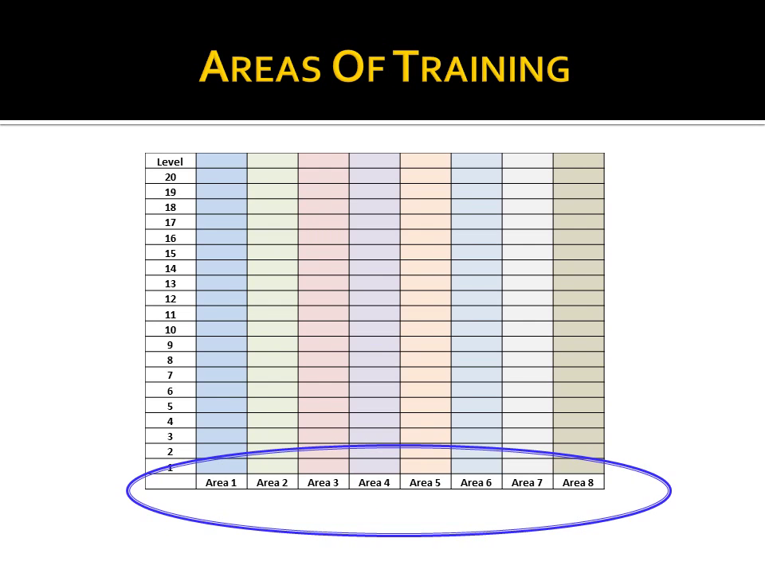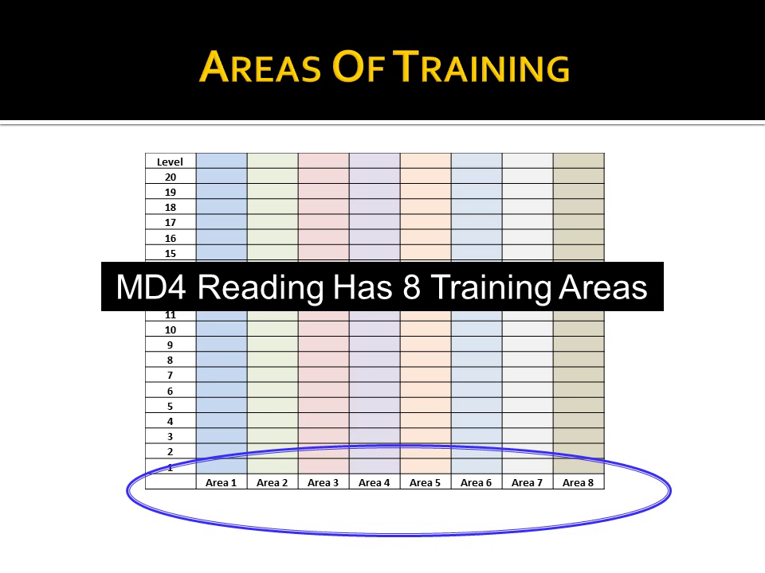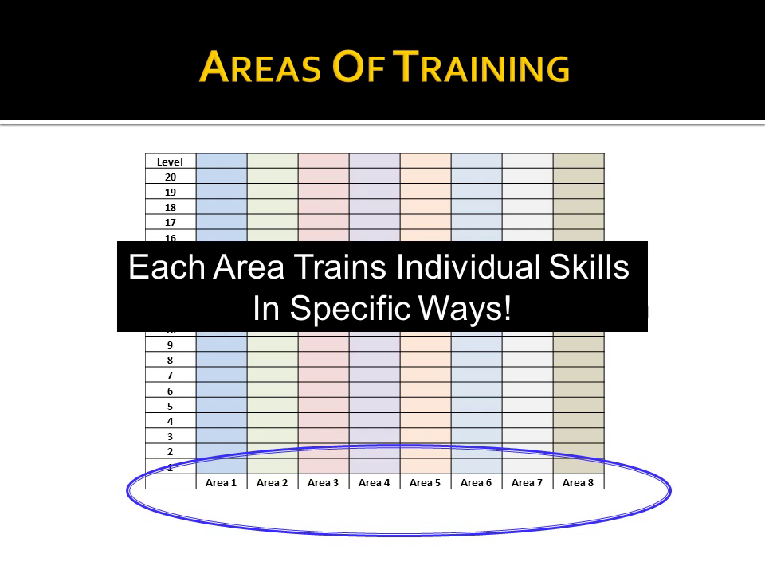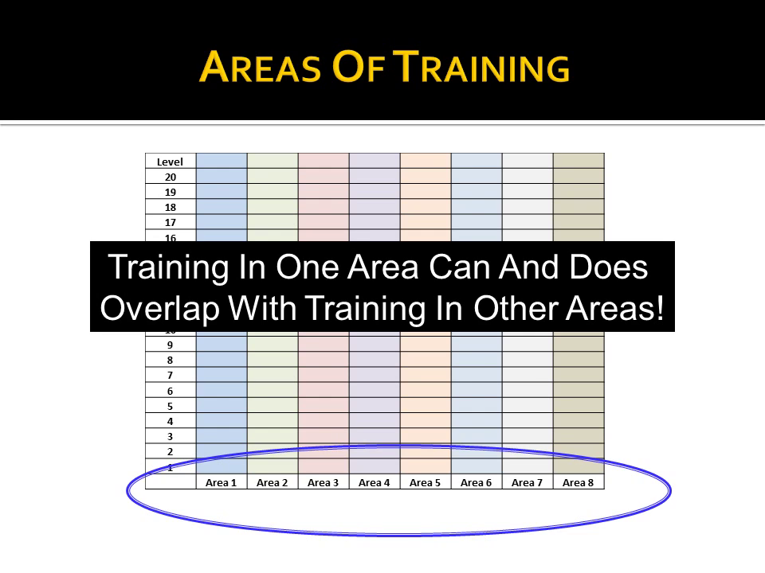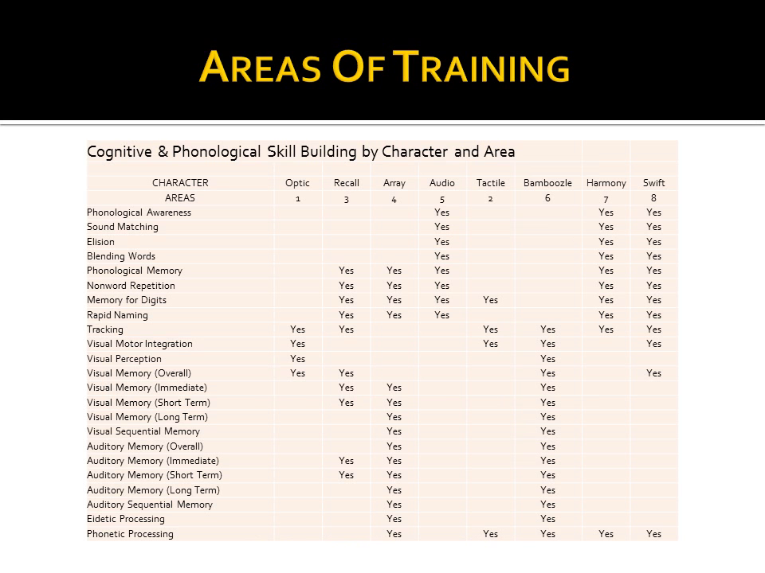The MD4 Reading curriculum consists of 8 areas of training, each consisting of 100 games. Each of these areas has one primary area of training and can have several secondary areas of training. Training in one area can and will overlap with training in other areas and can be either multisensory or isosensory, or in some cases a combination of the two. A complete listing of what each area trains can be found in the Progress and Performance section of the MD4 Reading website under Skills Training by Area.